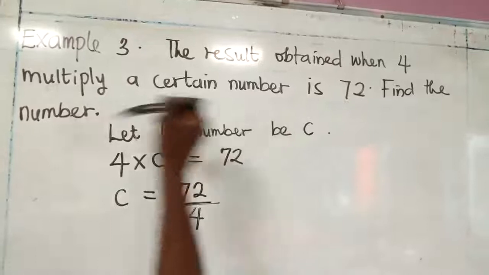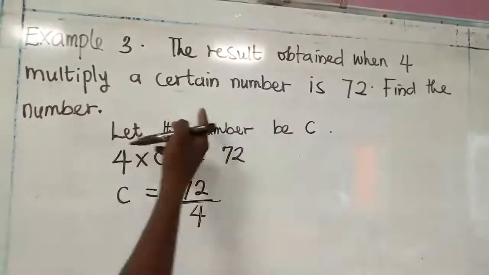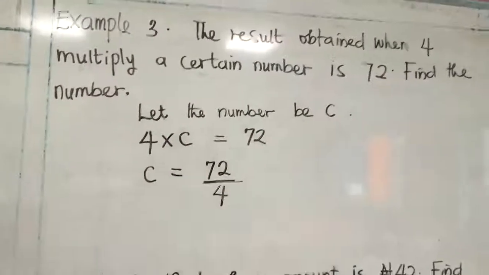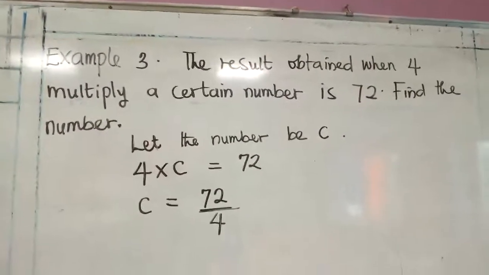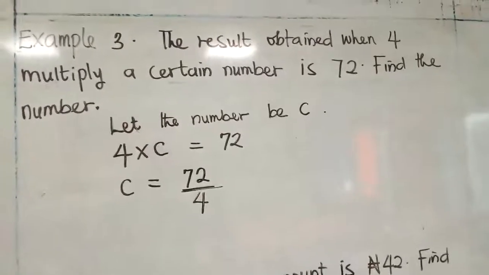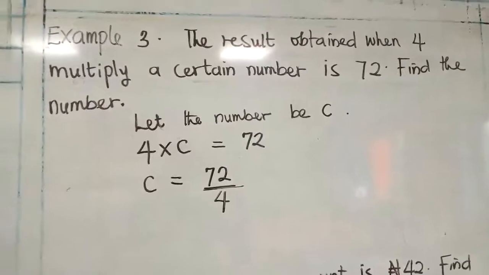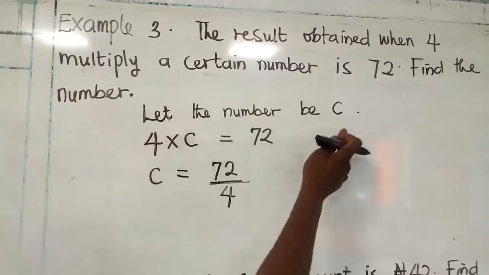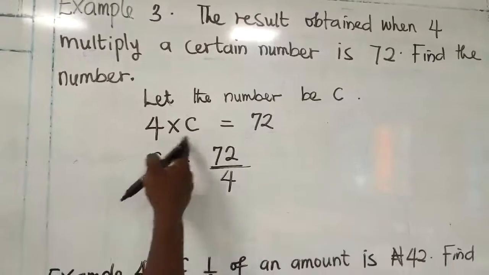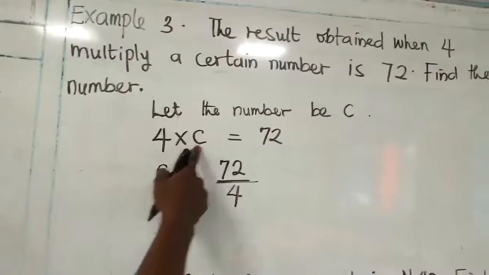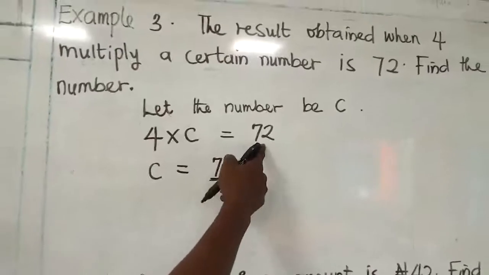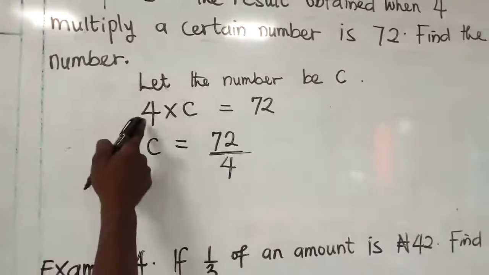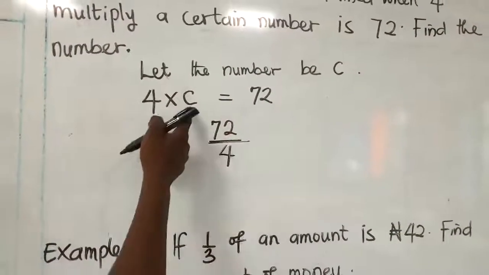Then when 4 multiplies a certain number, that number we don't know. So we say let that number be C. Like I said before, you are free to use any letter of the alphabet except O to represent any unknown number. So let the number be C. When 4 multiplies that certain number C, the final answer is 72. So what is that number? If 4 times C equals 72, then what's our C?